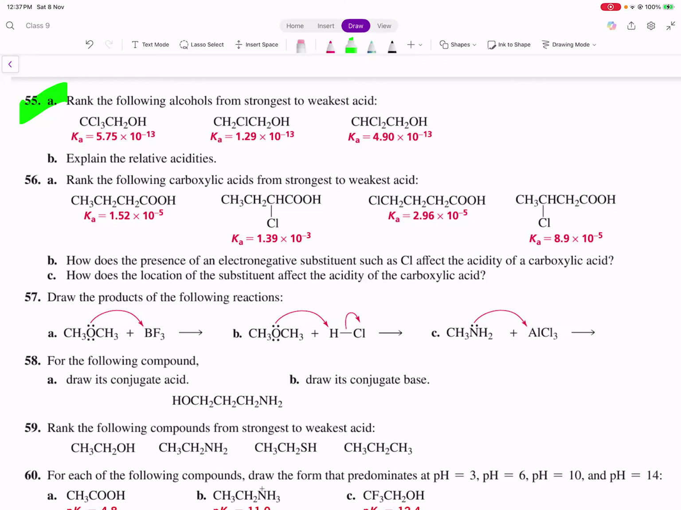The larger Ka means that it's a stronger acid, right? Yes, yes, yes.